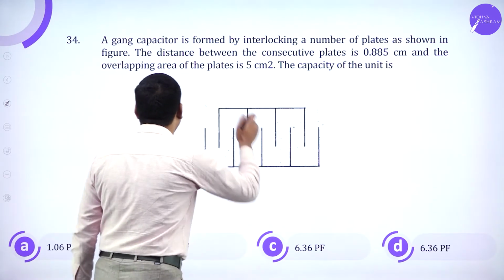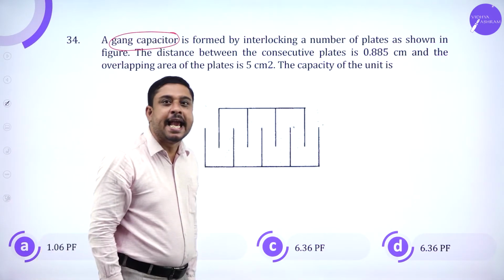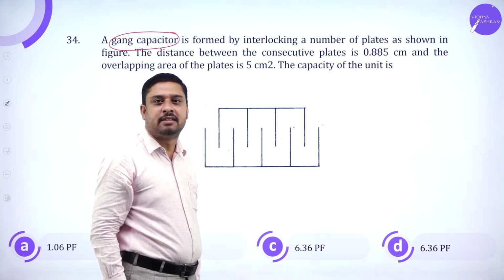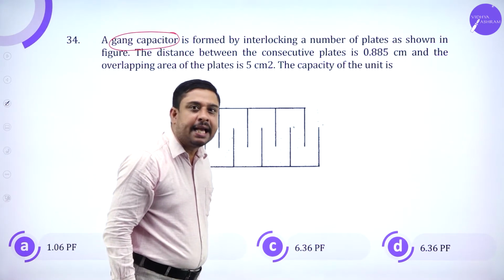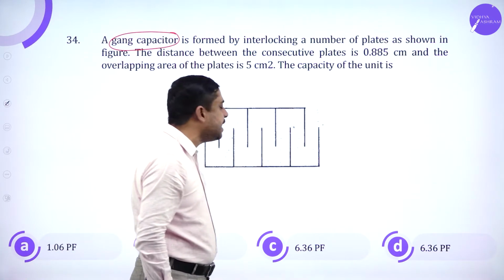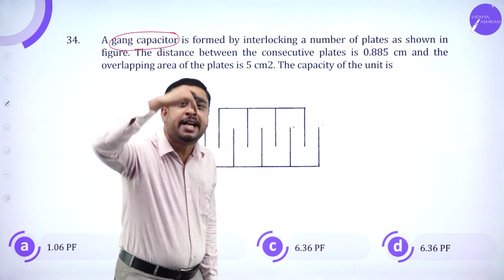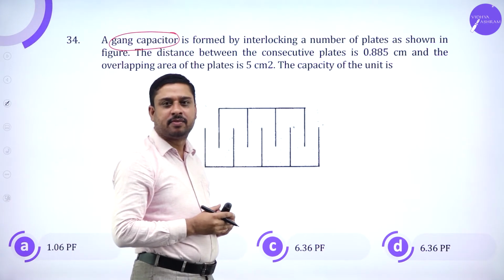A gang capacitor. In a gang capacitor, exactly like this, one plate is inserted between the other plates.